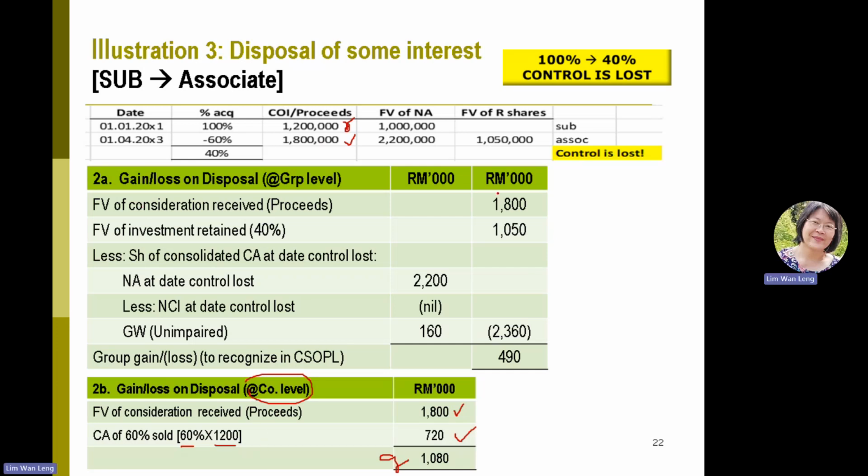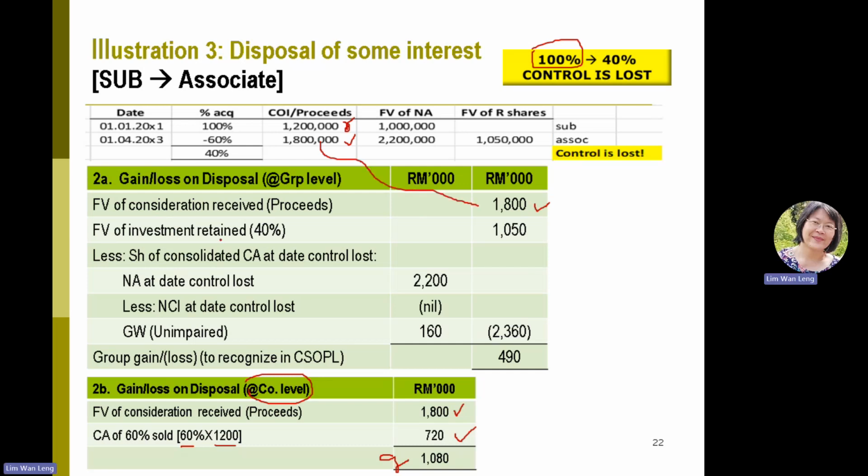Then coming back to here, the question didn't tell you how NCI was measured, but that is okay because there is no NCI element. The reason is that it was 100% acquired. So we will just choose the partial goodwill one. Of course you can use the other one also, it makes no difference. So the first line, how much is the proceed from the disposal? You get it from here.